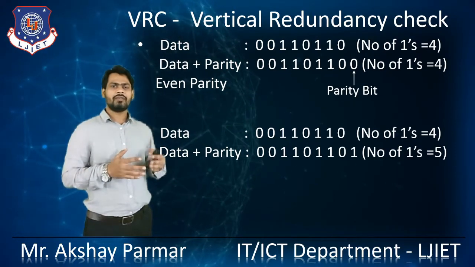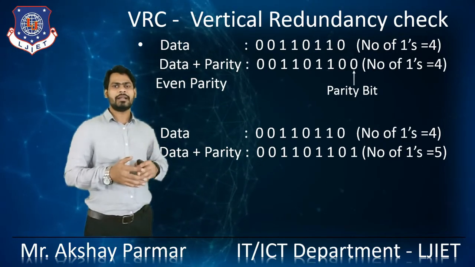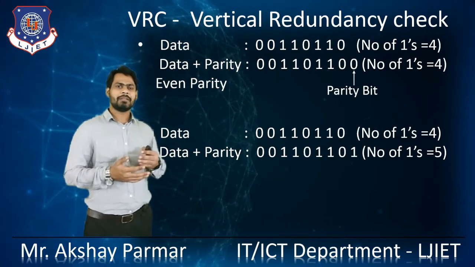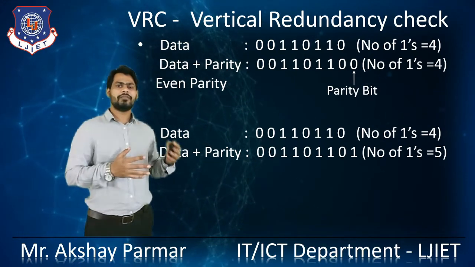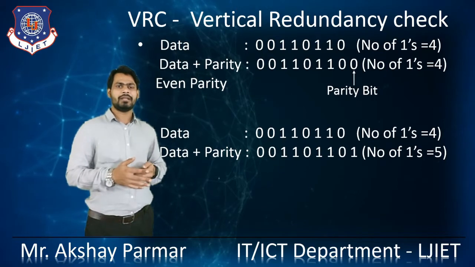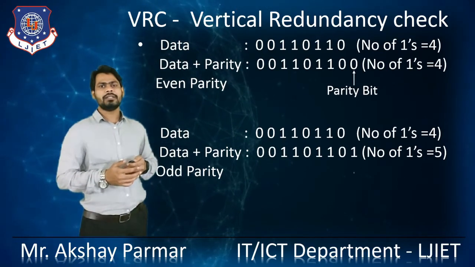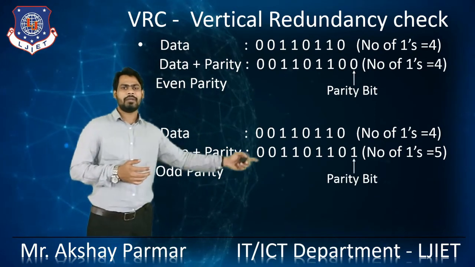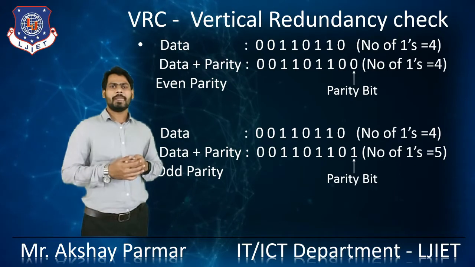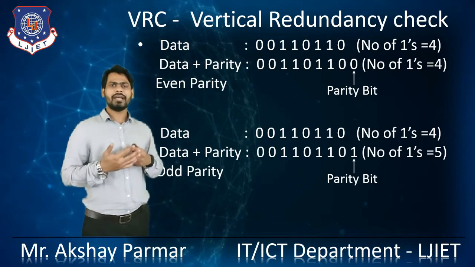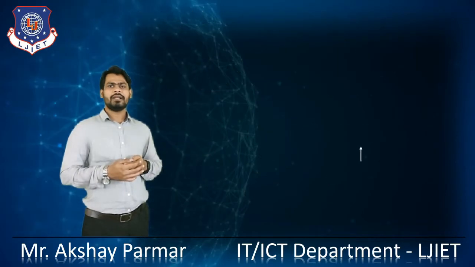So after adding the 1 as a parity bit, the number of ones in that data plus parity sequence is 5, right? So the number of ones is 5 in the data plus parity bit. That's how we are achieving the odd parity, right? In that we are adding the parity bit 1 to make the number of ones an odd number, right? So that's how we are making an even parity and the odd parity, right?